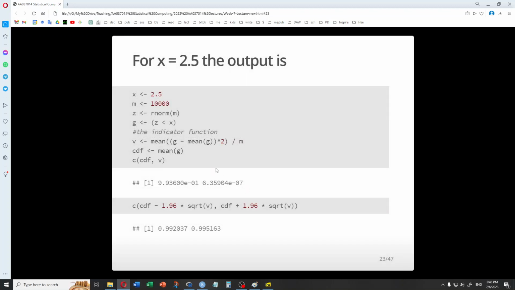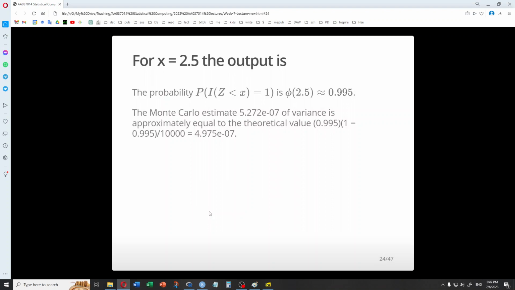Okay, so for when x is equal to 2.5, we just change the value for x here, and the rest is the same. So we can see that the mean is 0.9938, and then this is the variance. And then again, to compute the 95% confidence interval, it is given by this one, where CDF is plus minus 1.96 times the square root of the variance. Okay. So this is the result.